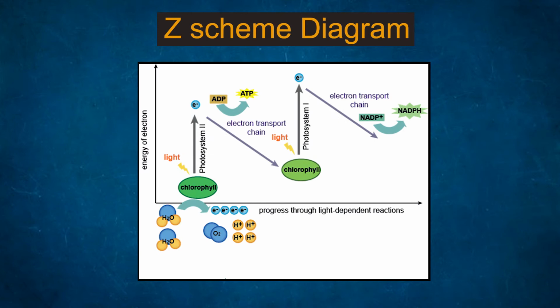This is the simplified diagram of the Z scheme, where the light falls on photosystem 2 and photosystem 1. The light absorption by photosystem 2 and photosystem 1 initiates an electron transport chain, and this electron transport chain ends up in the production of NADPH. NADPH is a strong reducing molecule, and it is used in the dark reactions of photosynthesis.